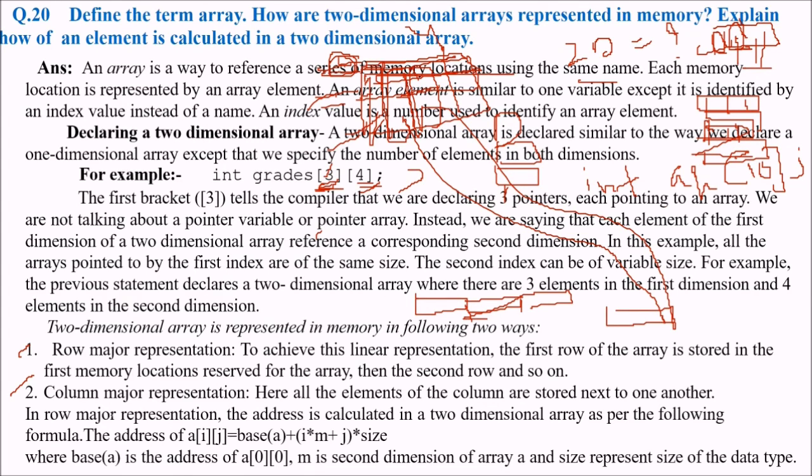In row major representation, the address is calculated in a two-dimensional array like this. Address of A[i][j] will be the base address. You need to know the base address first. Then i into M plus j, into the size, because the size of the data type you are taking. Where this base is the address of A[0][0], M is the second dimension of array A, and i and j represent the indices. Size is the size of this data type.